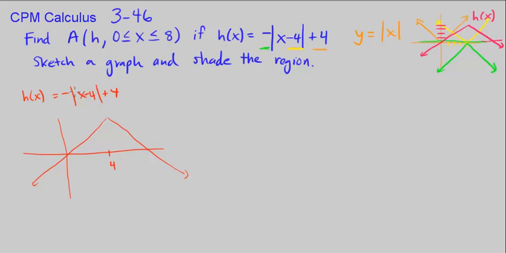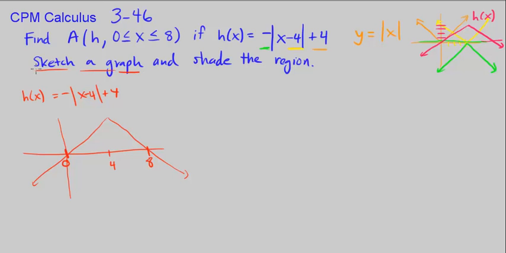And if you plug in what makes this 0? Well, if x is 8, 8 minus 4 is going to be 4. Negative of 4 is going to cancel out with positive 4. Likewise, at 0, h is going to equal 0 because 0 minus 4 is negative 4. The absolute value of negative 4 is positive 4. Negative of positive 4 becomes negative 4 again. Negative 4 plus 4 equals 0. So this is a sketch of the graph.